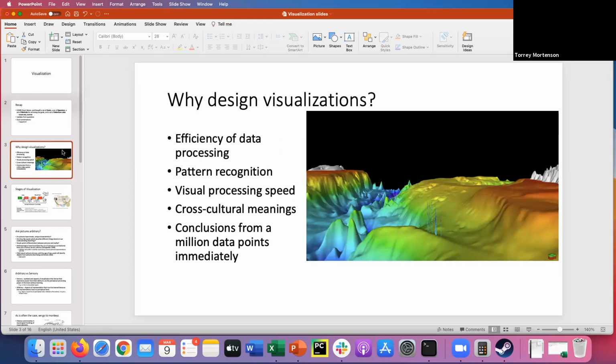So we design visualizations because of the efficiency of data processing. We're using pattern recognition and visual processing speed to consume vast amounts of data immediately. Also, you can design them in a cross-cultural sense, which means your user research can be a little bit more powerful as you start to explore different visualizations if you're doing something novel.